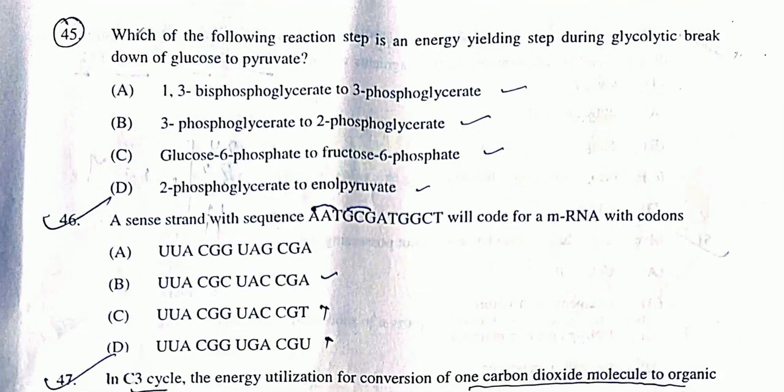Question number 45. Which of the following reaction steps is an energy yielding step during glycolytic breakdown of glucose to pyruvate? The conversion of 1,3-bisphosphoglycerate to 3-phosphoglycerate is an energy yielding step. So option A will be the correct one.